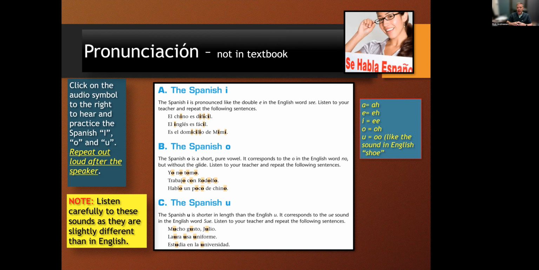And then we come to the Spanish U, which is like the word sue or boo. So it's that ooh, where you want to get your lips right there. Makes me think of Sebastian, Little Mermaid. So the Spanish U is shorter than the English U. It corresponds to that oo sound, the double O sound, like in boo. Mucho gusto, Julio. Laura usa uniforme.